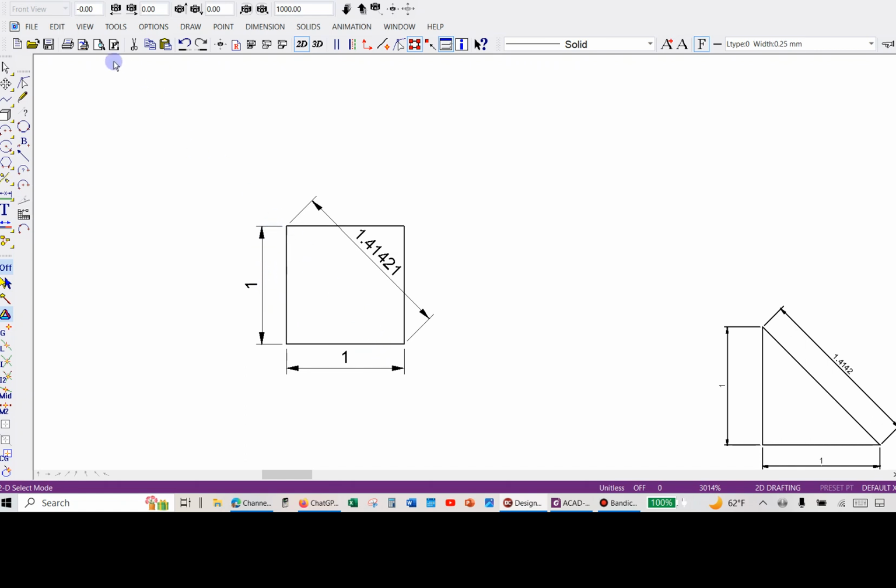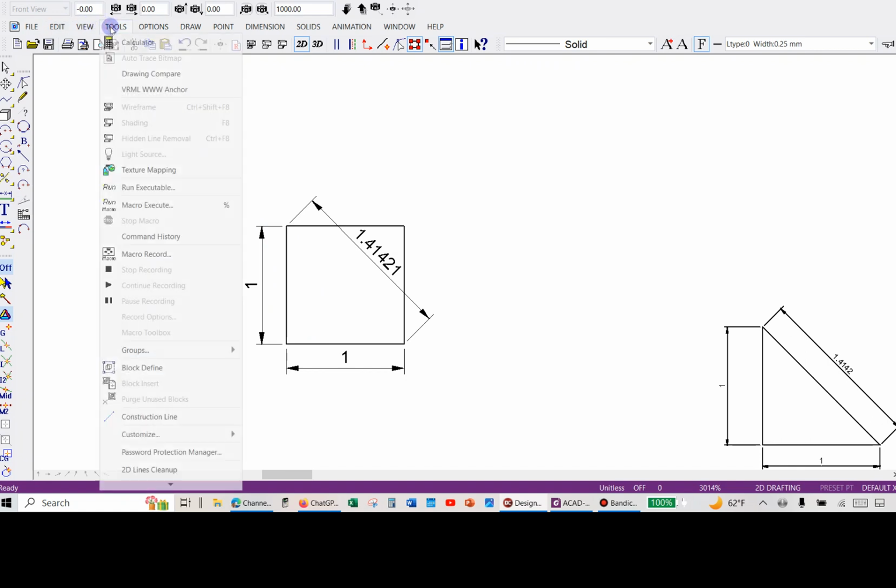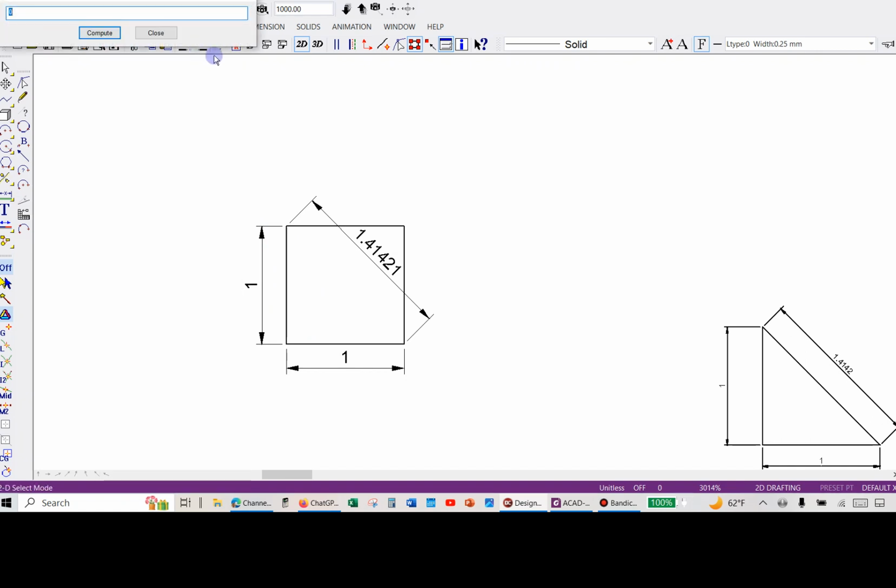So if you go tools, calculator, square root, and I'll just type it all out, 1 squared, so you see it, plus 1 squared, close parenthesis, and then you'll just end up with the square root of 2, that 1.4142 number.